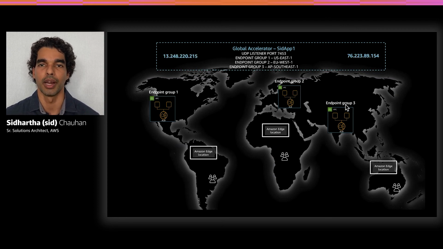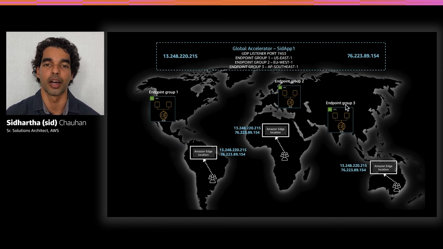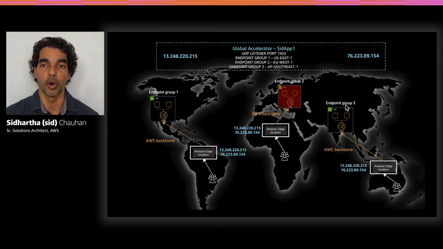Once I do that, Global Accelerator will assign 2 static IPs, and those IPs will be advertised through all the Amazon Edge locations globally. So when a user tries to connect to Global Accelerator, the traffic will be automatically rerouted to the nearest edge location. And from there, all the traffic uses AWS Global Backbone. Now, if there's a failure, if endpoint group 2 fails, as I said, Global Accelerator is doing health checks. So it detects that and automatically reroutes the traffic to the nearest endpoint group, which is endpoint group 3 in this example.